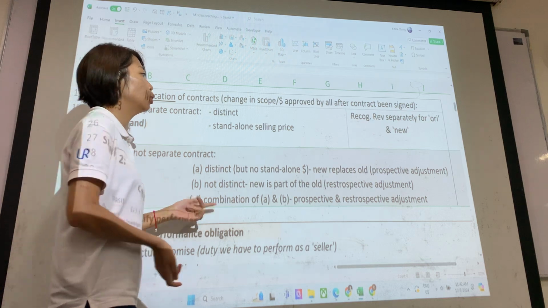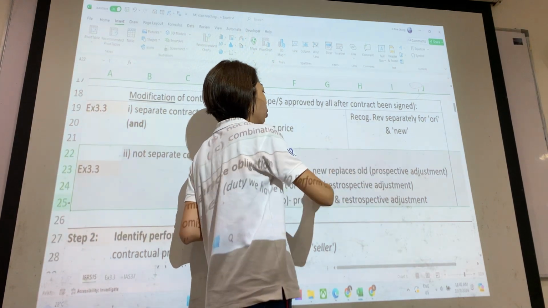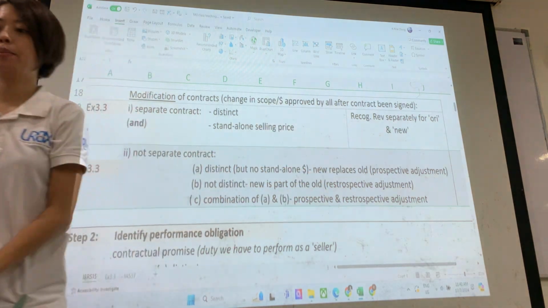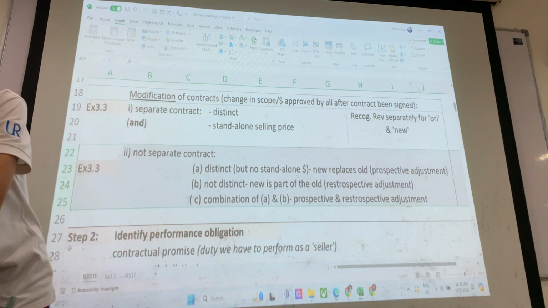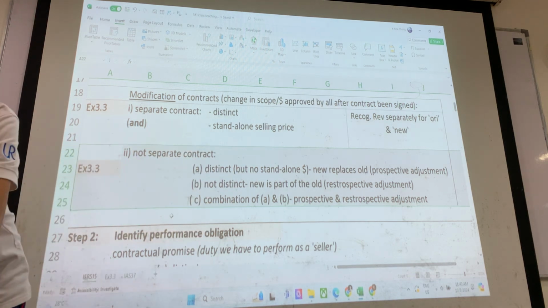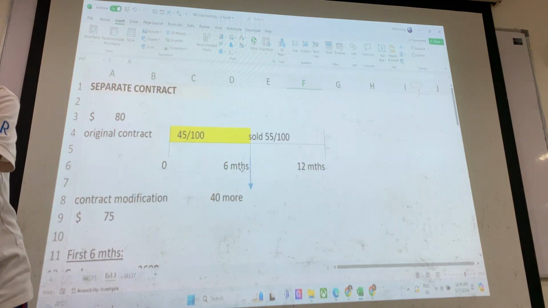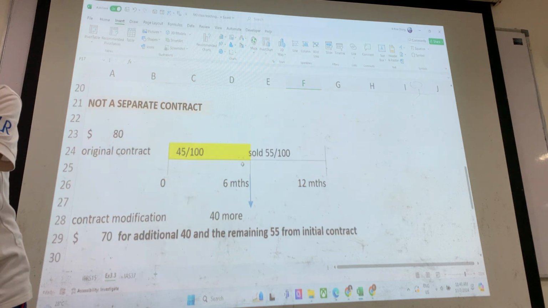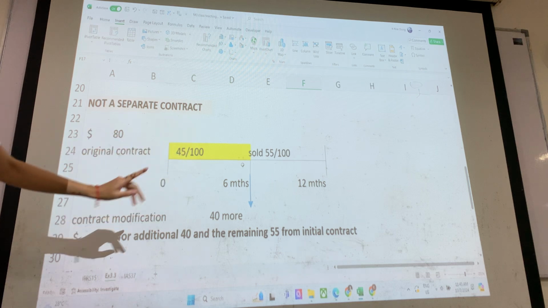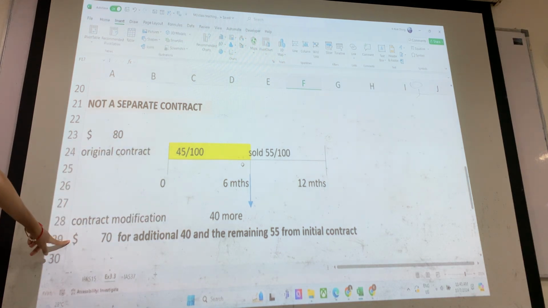And therefore, we will do prospective adjustment. The new one replaces the old one. What does it mean? The easiest one is prospective adjustment, and you only have this as your exercises. Calculation. No calculation for retrospective. So what we will do is, you will do it like this. Okay, the same timeline, and then the difference is here.